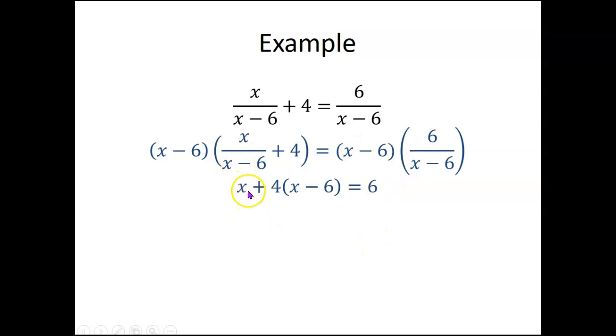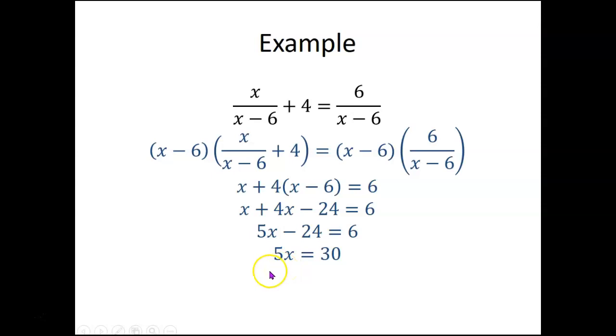Okay, so look what we have now. x plus 4 times x minus 6 equals 6. Remove the parentheses. x plus 4x minus 24 equals 6. Combine like terms. 5x minus 24 equals 6. We want the x term by itself, so get rid of the minus 24 by adding 24 to both sides. 5x equals 30. Now divide both sides by 5, and we get x equals 6.